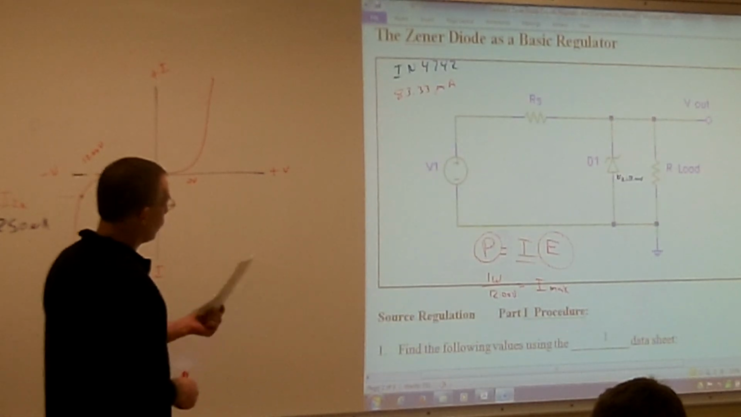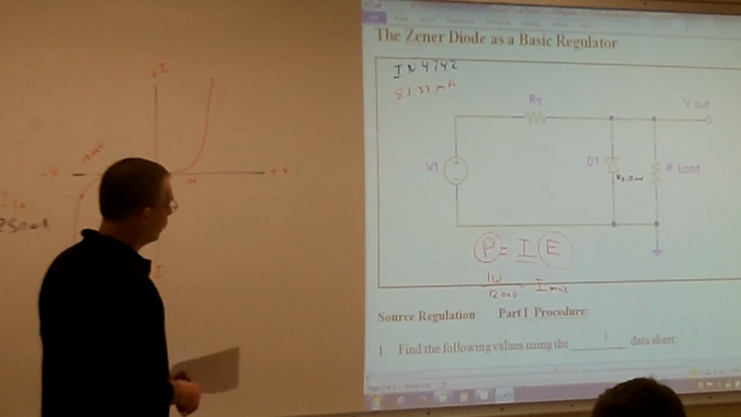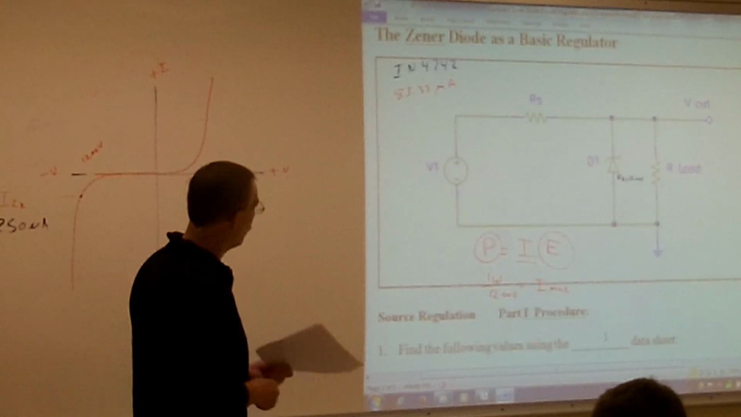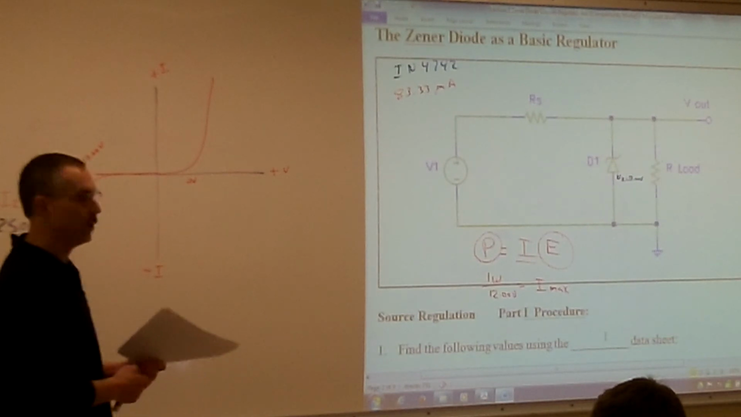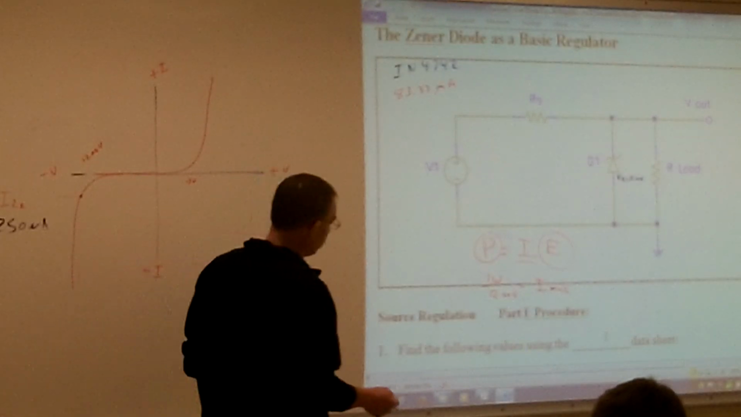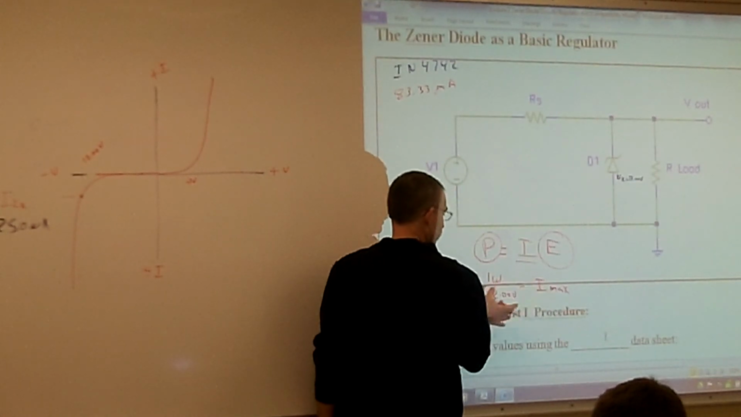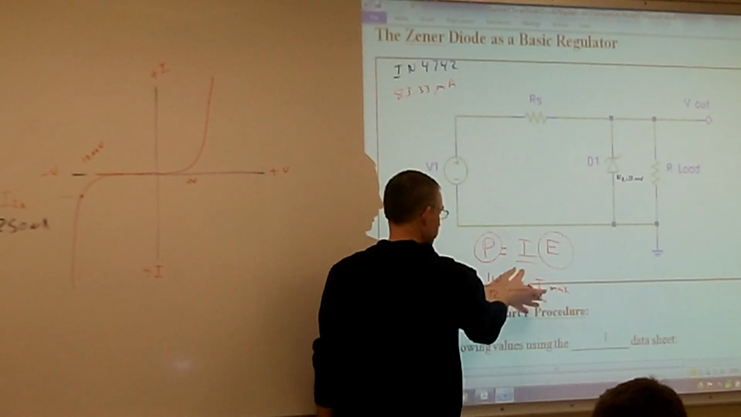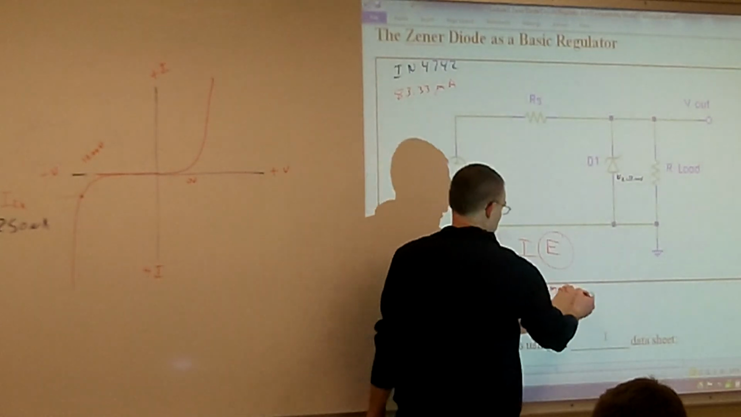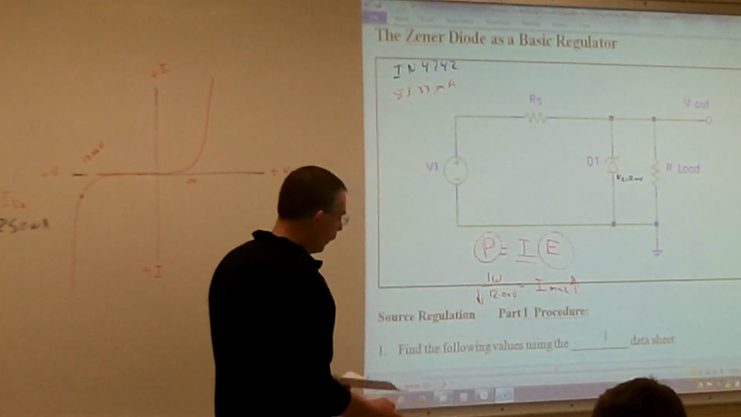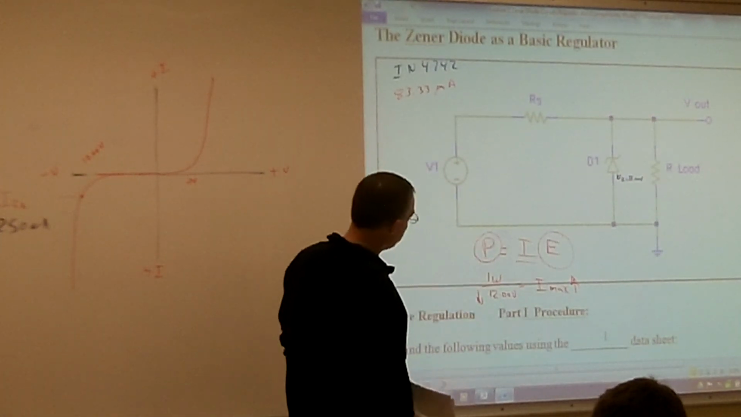So for example, if I had a 5.1 Zener, would I be able to have more or less current going through that Zener if it was only a 5.1 volt Zener? More. Yeah. Because my voltage and my current, are they directly proportional or inversely proportional? Inversely. So if my Zener voltage goes down, my current is going to go up. So on the smaller voltages, I can maintain more of a maximum current going through that diode.